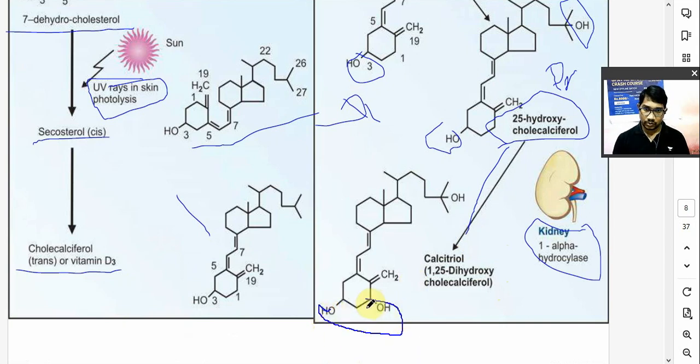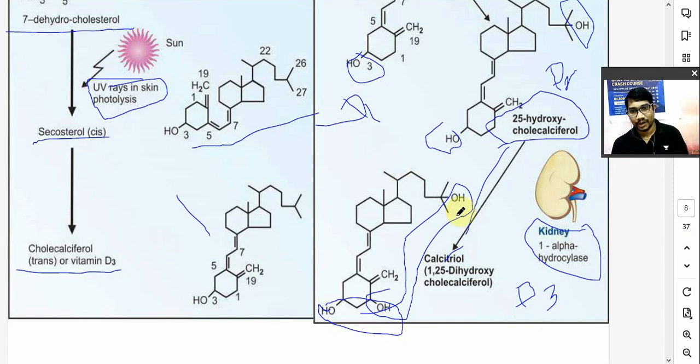1,25 dihydroxycholecalciferol is synthesized in the following. In the options you will get under the skin, in the liver, in the muscles, in the kidney. So kidney, okay. So conversion of 25-hydroxycholecalciferol into calcitriol, that is 1,25 dihydroxycholecalciferol known as calcitriol. So it is synthesized in the kidney.